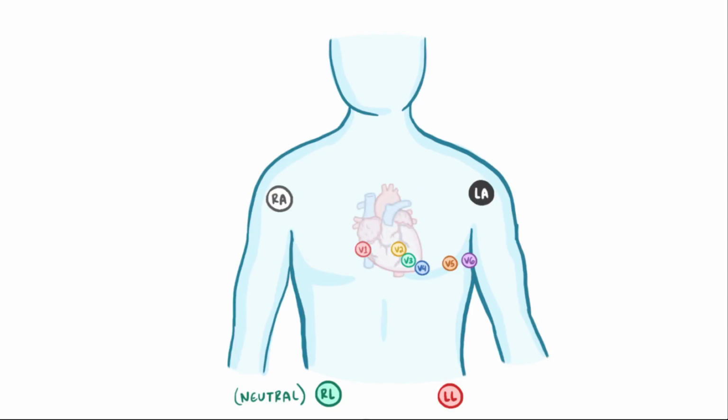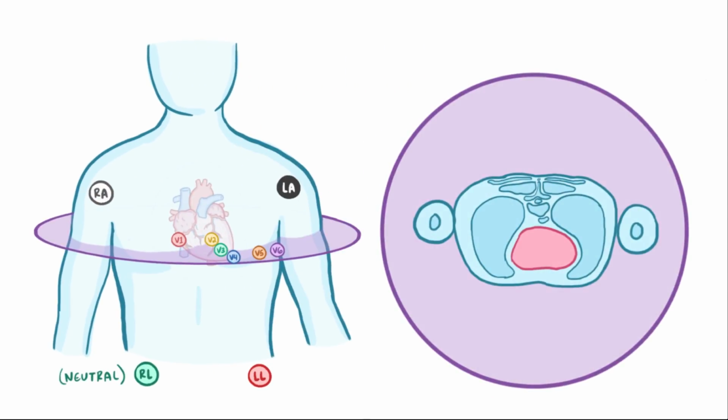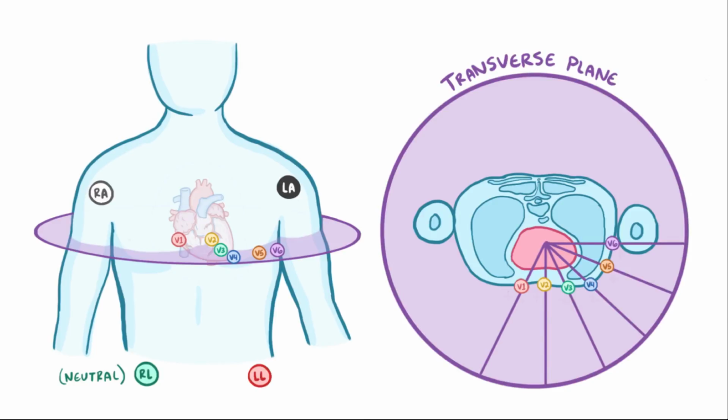Now, the heart's a three-dimensional organ, right? So V1 through V6 line up in the transverse or horizontal plane of the heart. And each electrode is set up to detect any wave of positive charge coming toward them, which based on what we know already means that they're positive. These are collectively called the chest leads.